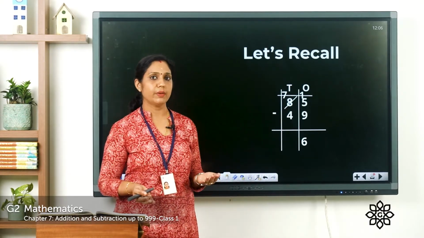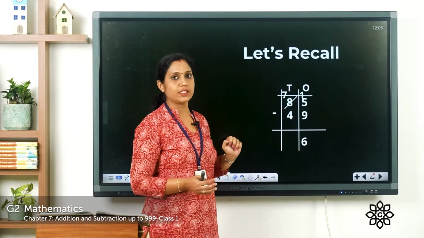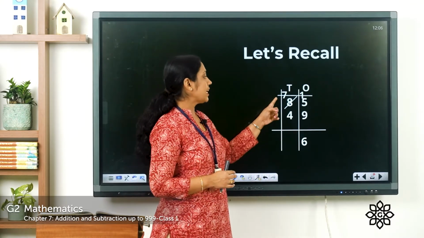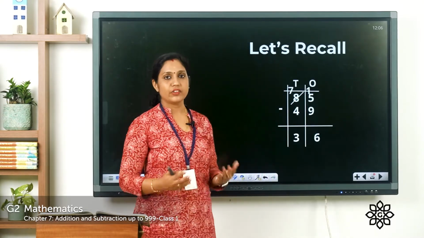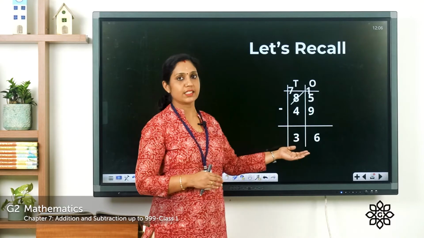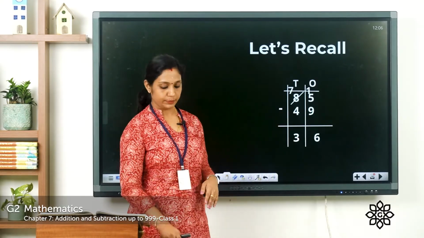How much is 15 minus 9? It is 6. Now we can move on to the tens place. In the tens place we have 7 minus 4. How much is 7 minus 4? It is 3. So we get the answer 36. 85 minus 49 is equal to 36.